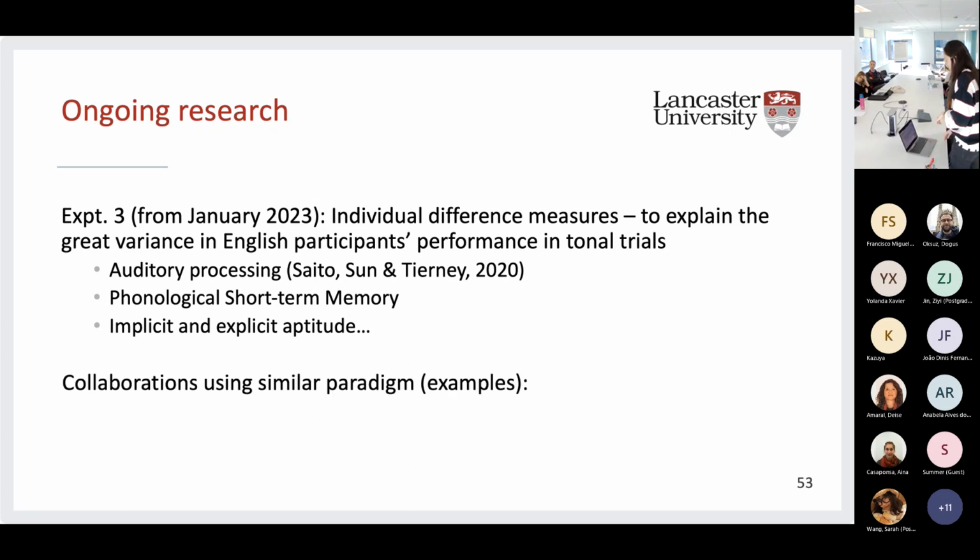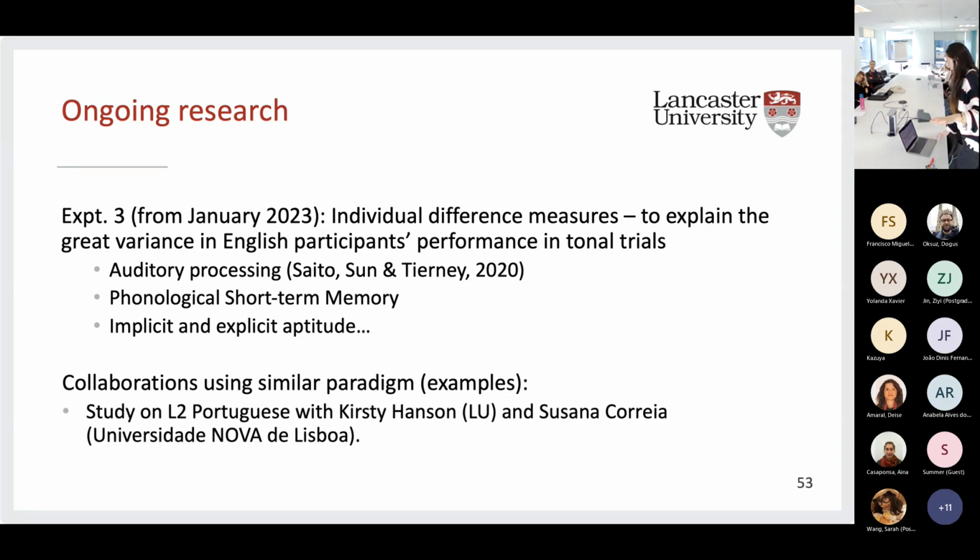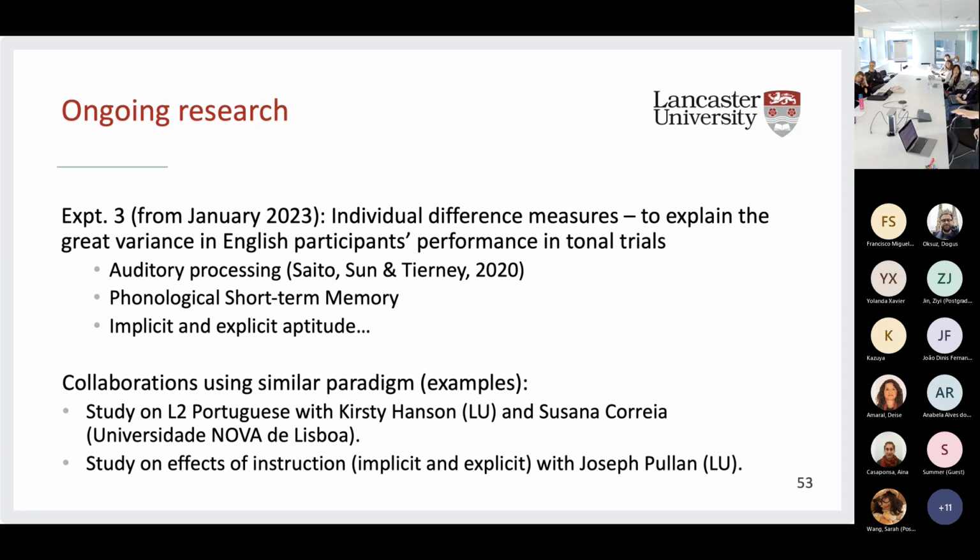We also have some collaborations using a similar paradigm. We have an L2 Portuguese experiment, where we are teaching people Portuguese pseudowords with Kirsty and Susanna. And we have another study looking at the effect of instructions. We provide some instructions before learning and see if that helps with learning, with Joseph here.